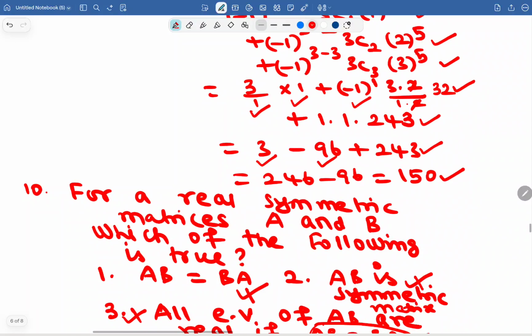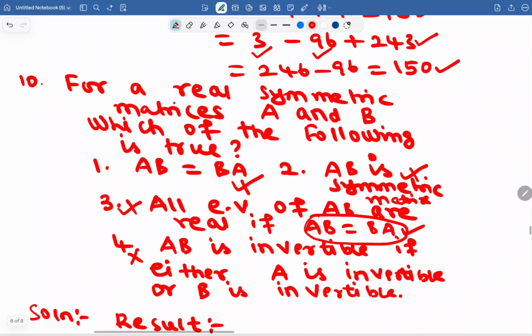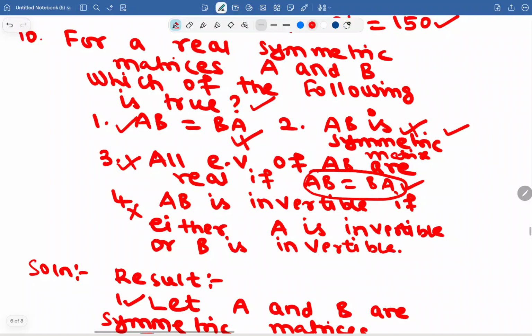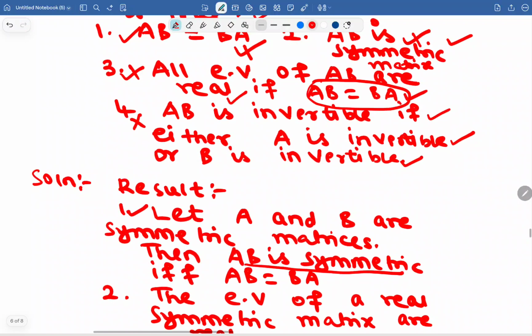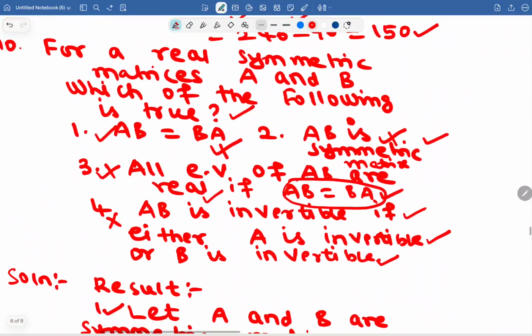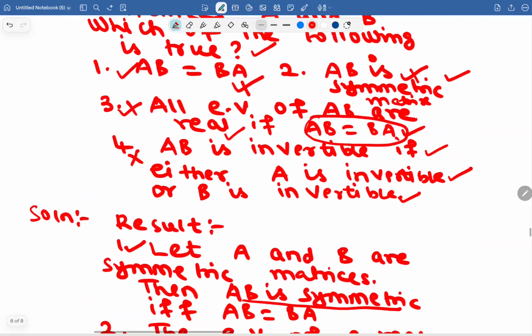The last problem, the 10th one: for real symmetric matrices A and B, which of the following is true? First option, AB equal to BA. Second one, AB is symmetric. Third one, AB equal to BA, all eigenvalues of AB are real. Fourth one, AB is invertible if either A is invertible or B is invertible. I am using results for real symmetric matrices.